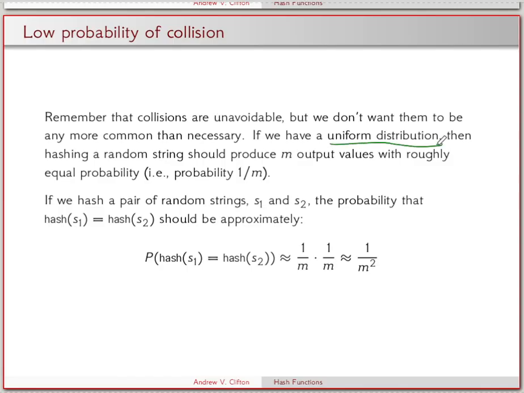If we have a uniform distribution, then hashing a random string should produce basically a random value between 0 and m minus 1. So if we hash two strings, then the probability that they collide, that they give the same output value, should be 1 over m times 1 over m, or 1 over m squared. That should be roughly the probability that any two random strings will collide. If your probability is greater than that, then you screwed up somewhere. Your distribution is not uniform, or you don't have a good enough avalanche effect or something along those lines.